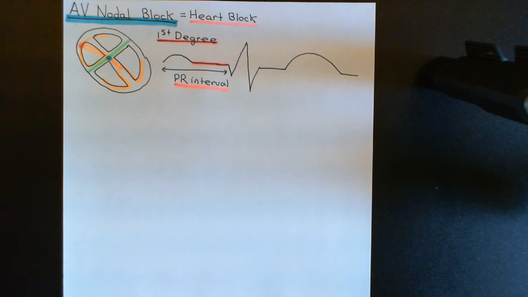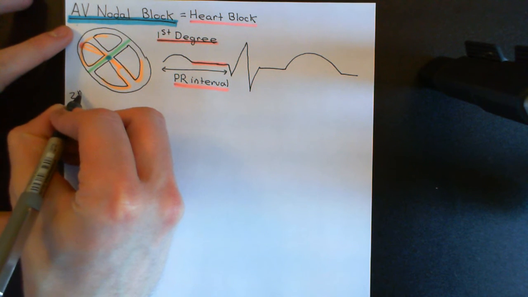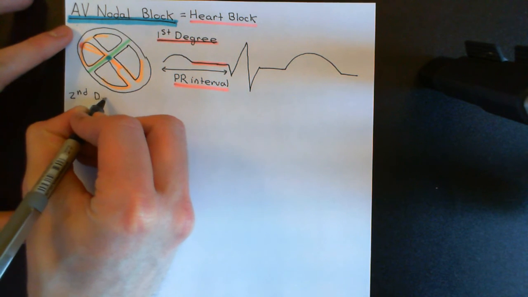Okay, so first degree heart block or AV nodal block is usually asymptomatic, and it might just be something that's picked up when you're having an ECG for some completely other reason. The clinician will just notice that you've got a bit of an extended PR interval and will say, oh, look, you've got first degree AV nodal block. Okay, right, so now let's talk about second degree AV nodal block, which is a little bit more severe.